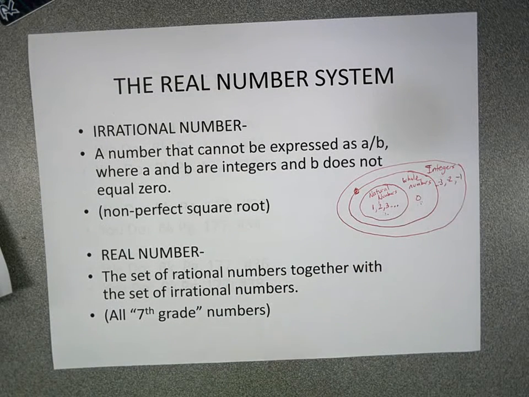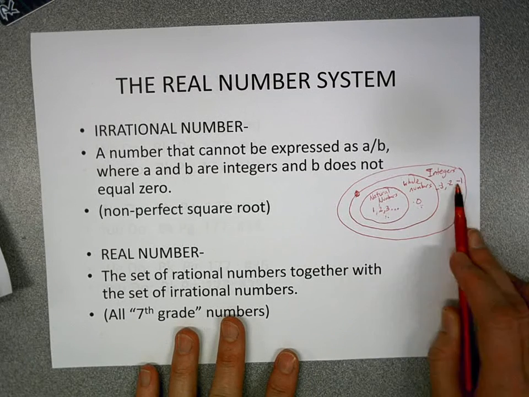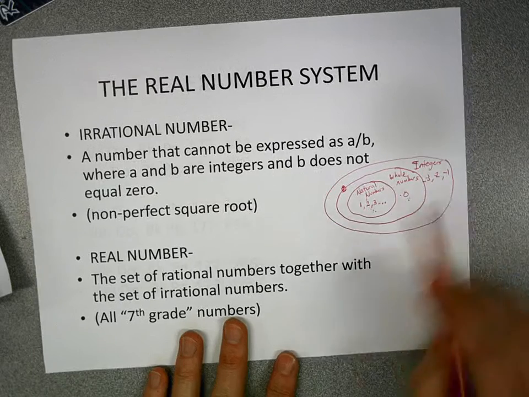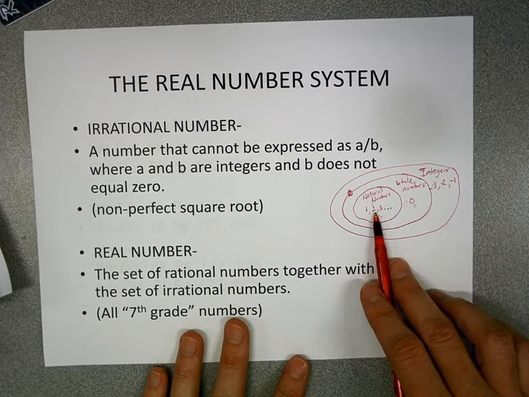So let me review again. 1, 2, 3 are natural numbers. They're whole numbers. These are also integers because they're in the integer circle as well. But on the other hand, integers are those, but those numbers right there are not whole numbers or natural numbers.